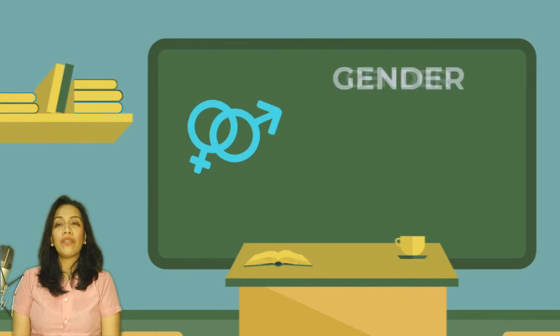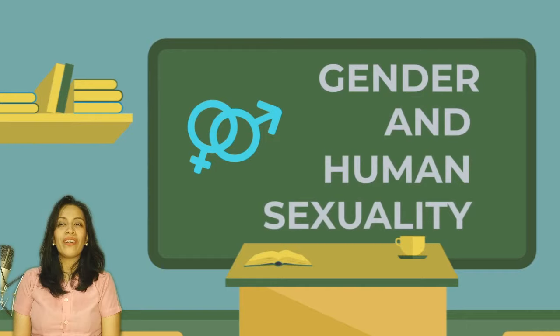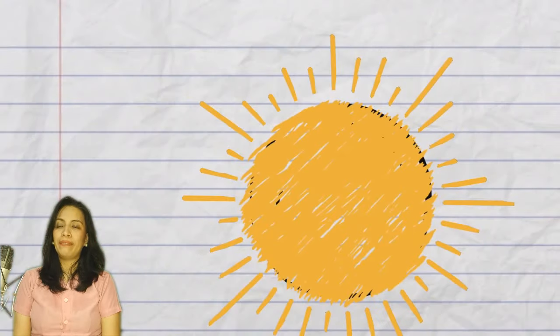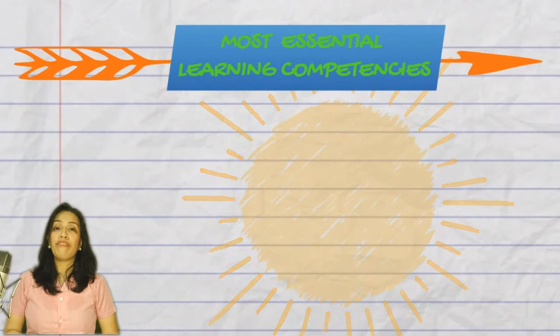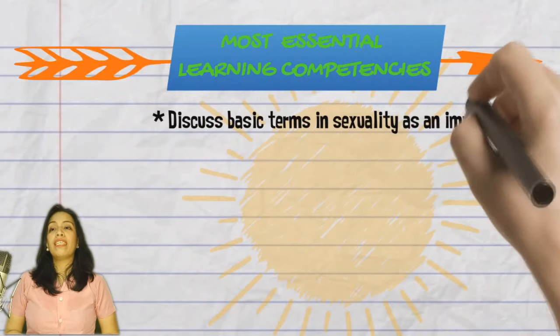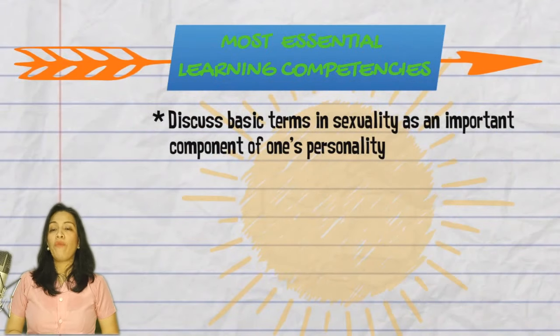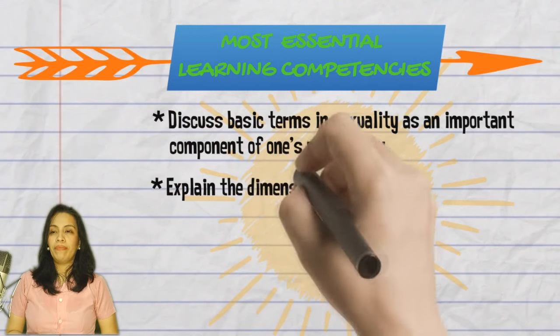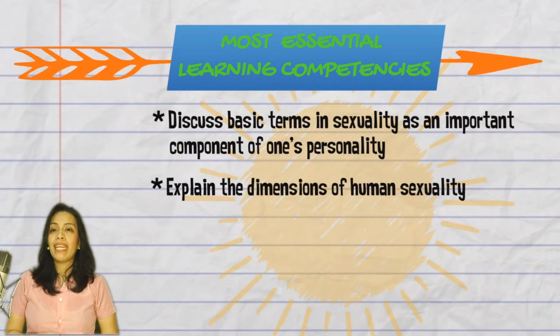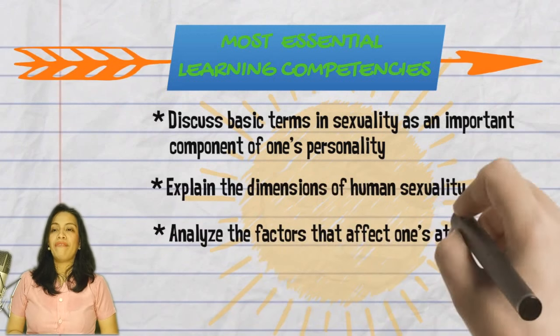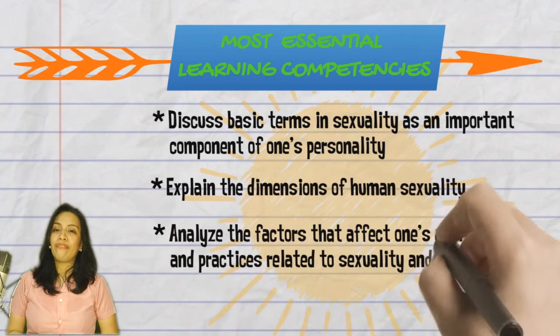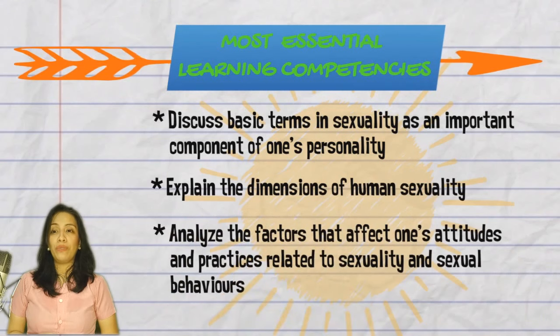For today's lesson, we are going to talk about gender and human sexuality. You are expected to do the following. First, discuss basic terms in sexuality as an important component of one's personality. Next is explain dimensions of human sexuality. And finally, analyze the factors that affect one's attitudes and practices related to sexuality and sexual behaviors.